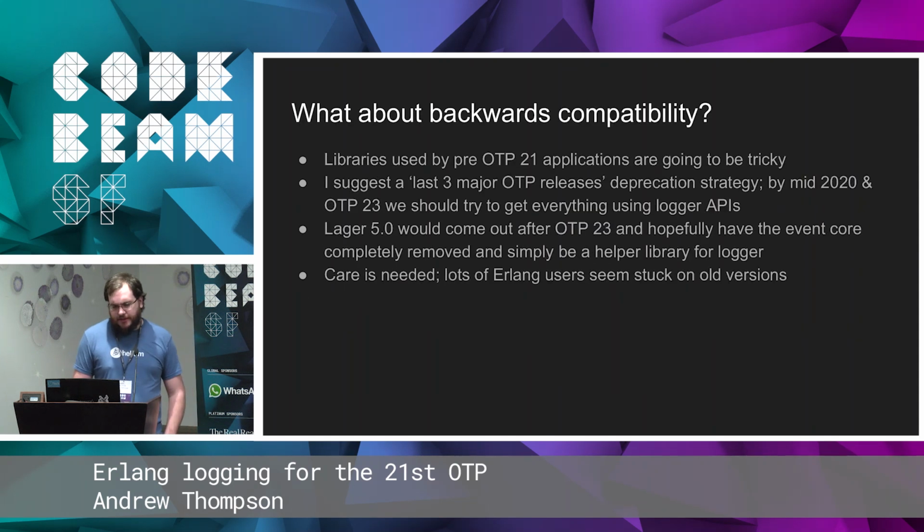It's going to be tricky to upgrade, but I think basically we should shoot for OTP 23. That'll be 3 major releases with the new OTP logger available. So next summer, I really think that we should expect our libraries to be using the OTP logger APIs. After OTP 23, I would like to cut logger 5.0, which would not even have an event core. It would be whatever bits we haven't managed to get into OTP by then. That's all it would really contain.